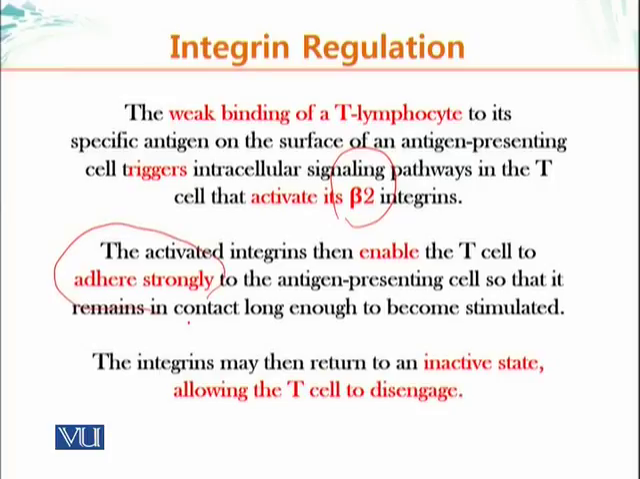So the integrin has been activated. Remember, integrin activation results in strong binding, and this allows the cell to remain in contact with the APC long enough so that it can be stimulated. After that, integrins have to be deactivated so they become inactive, allowing the T cell to disengage and, for example, go to a lymph node where it will mature.